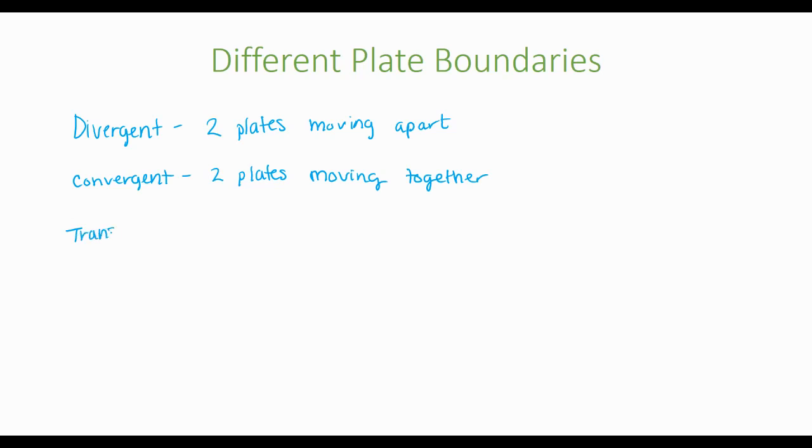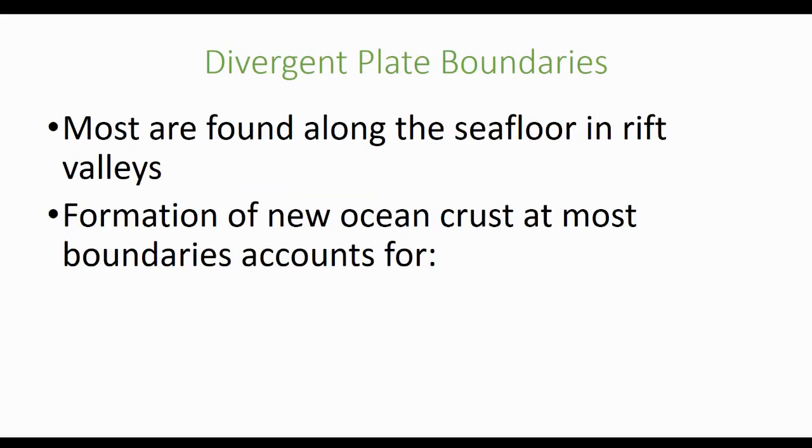And the last plate boundary we'll discuss is the transform boundary. This is where two plates are sliding past one another. And of course, when I talk about plates, I'm referring to the tectonic plates. So divergent, two tectonic plates moving apart, convergent, two tectonic plates moving together, and transform, two tectonic plates sliding past one another. Plate boundaries, most of them are going to be found along the seafloor in rift valleys.